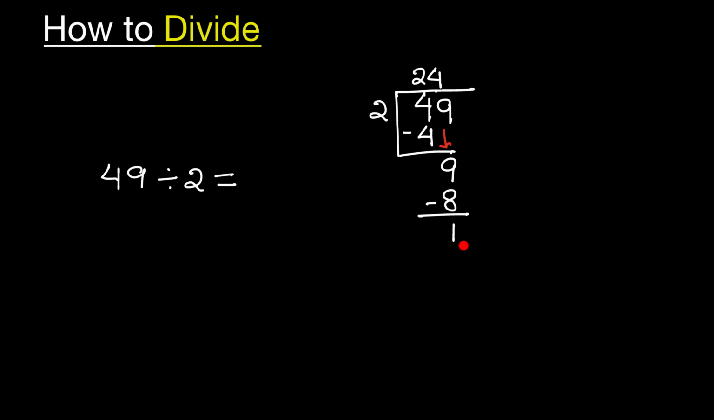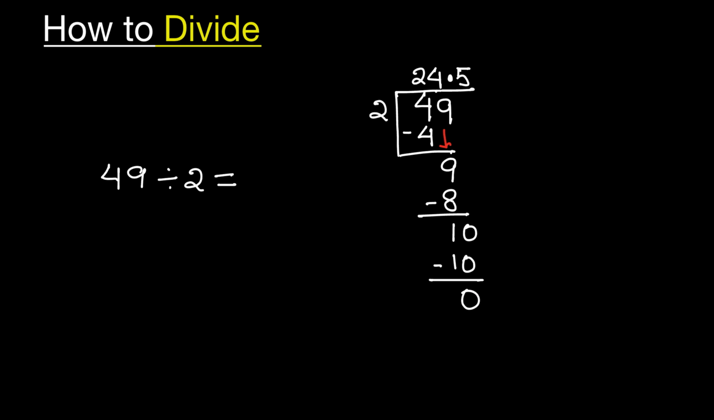Now again see that this 1 is less than 2, but we have no number to bring down here. That is why in this case we will borrow 1 0, and for that we need to put a decimal here. And now we know that 2 times 5 is equal to 10. Subtract, we get a 0.